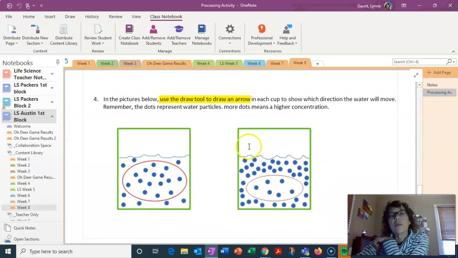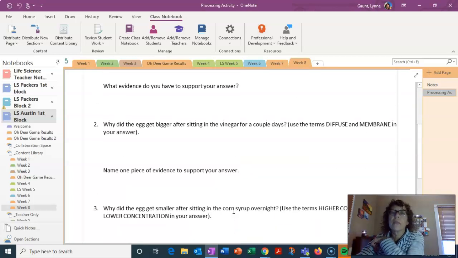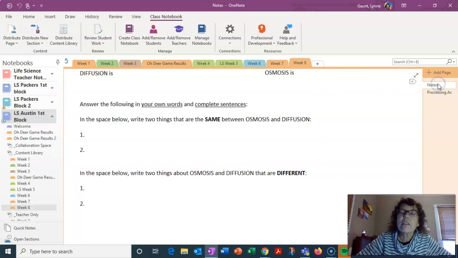Down at the bottom, you just have to draw a couple of arrows, read the instructions, and once you watch the videos, you'll know exactly what to do. All right, that's it for week 8.